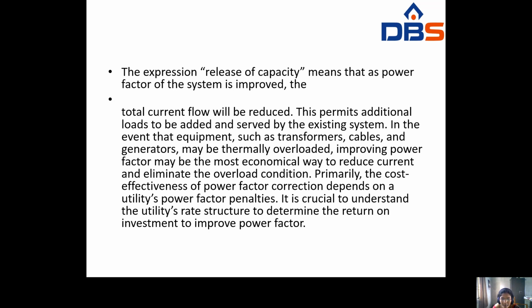Primarily, the cost effectiveness of power factor correction depends on the utility power factor penalties.